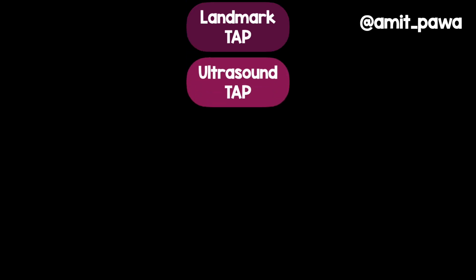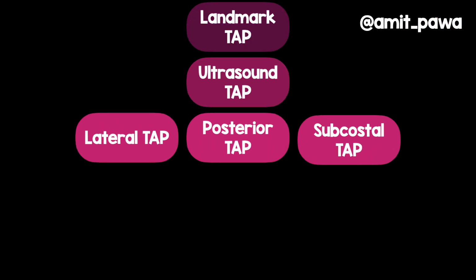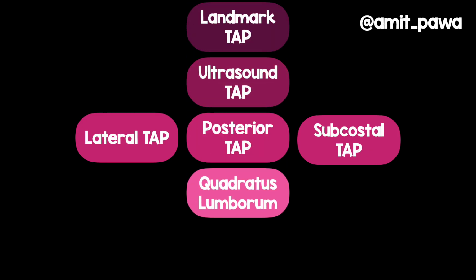Now, if we take the TAP block as an example, we started off here with the landmark TAP block. The next iteration was to use ultrasound to perform this transversus abdominis plane block. And when people were using ultrasound, they were placing their probe and doing their injection at a few different locations. They were doing a lateral TAP block at the lateral aspect of the abdominal wall, a posterior TAP block going further back, and they were even performing the block in the subcostal region to get the upper abdominal nerves, performing a subcostal TAP block. But perhaps the whole time what we were really trying to perform was a quadratus lumborum block, and maybe that's what the landmark TAP block was achieving the whole time.